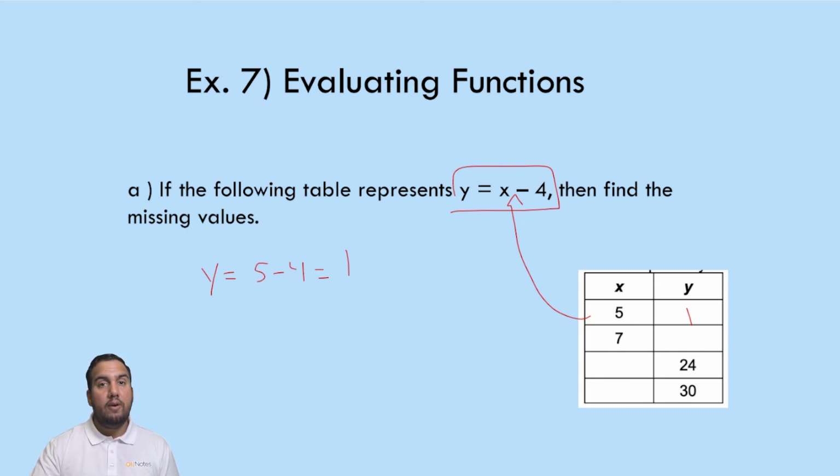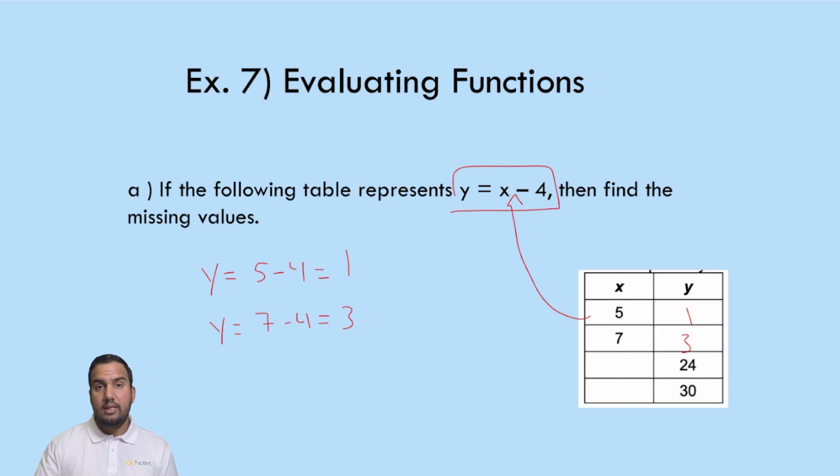That's the power of a function. They're able to give you a rule that you're able to plug in to find the missing value. So again, they gave me the x equals 7, so I'm going to plug it in. It's going to be y equals, I'm going to plug in 7 for the x because it's x. 7 minus 4 is what? Is 3. So it's going to be 7 comma 3.